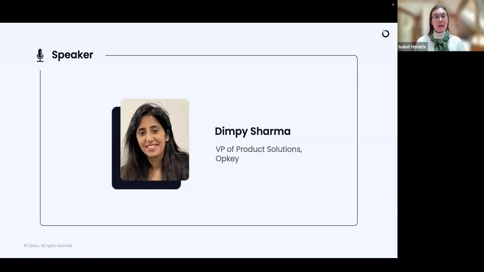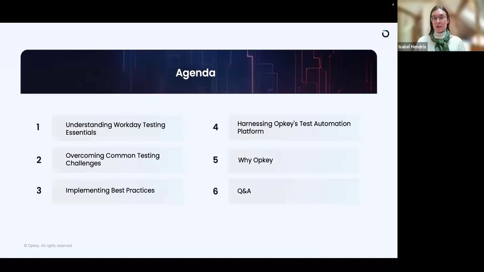Today, again, we're really going to be covering, both for beginners and people who are more familiar, what exactly Opkey is, why it's built out specifically for Workday, how it can help you get the most time and cost savings in your Workday testing, and especially why Opkey is such a great choice among your different options.